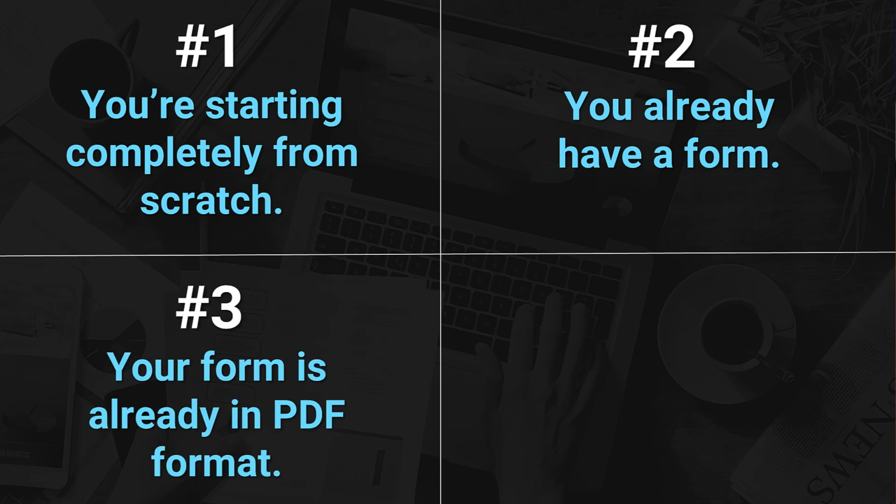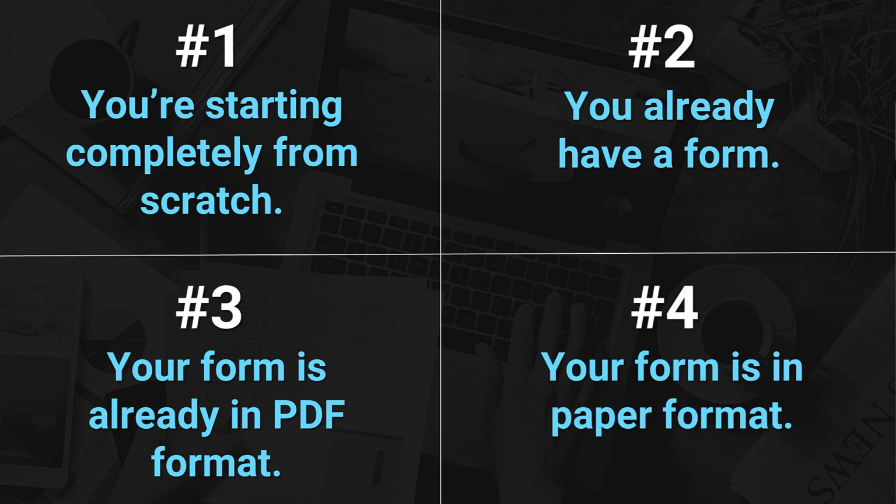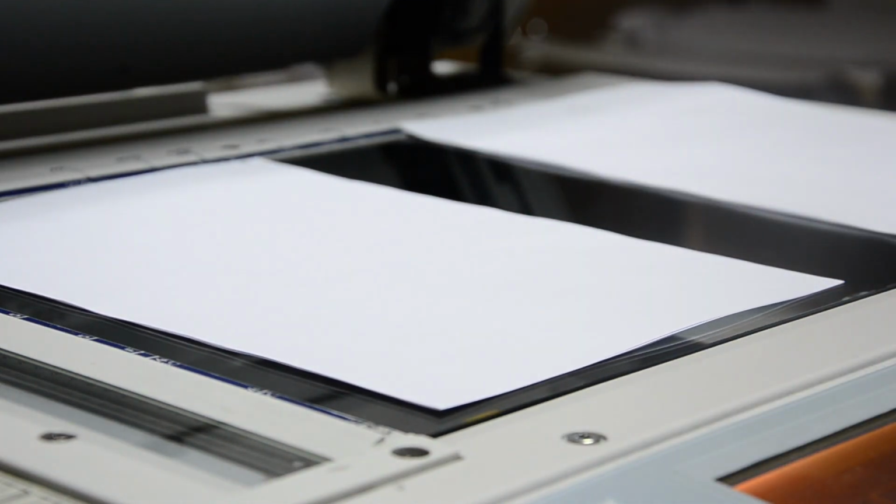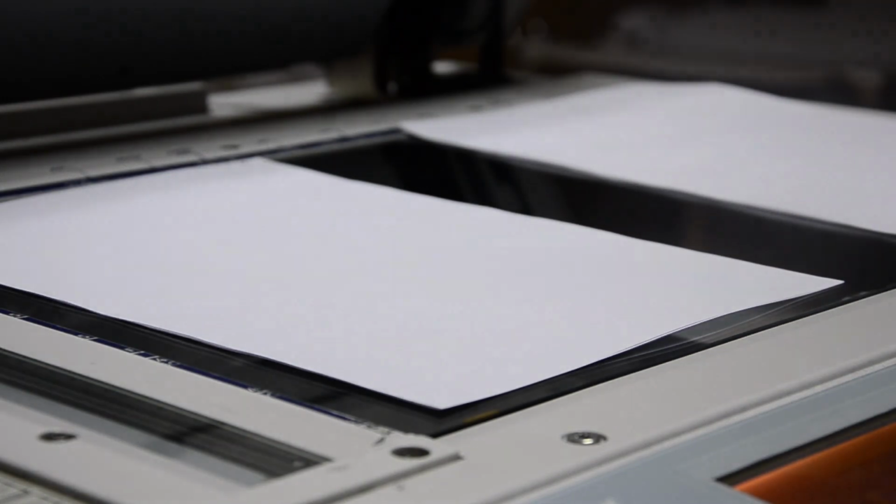Scenario three, if your form is already in PDF format, but it is not fillable yet, then there's nothing you need to do. I'll show you how to make that PDF form fillable in just a second. Then the fourth scenario, if your form is currently in good old-fashioned paper format, like let's say you're a doctor's office and there's a paper version of a form that you've been using forever, and now you want to make that form fillable. All you need to do is scan in your paper form using a regular flatbed scanner, and then save it as a PDF, and you're ready for the next step.